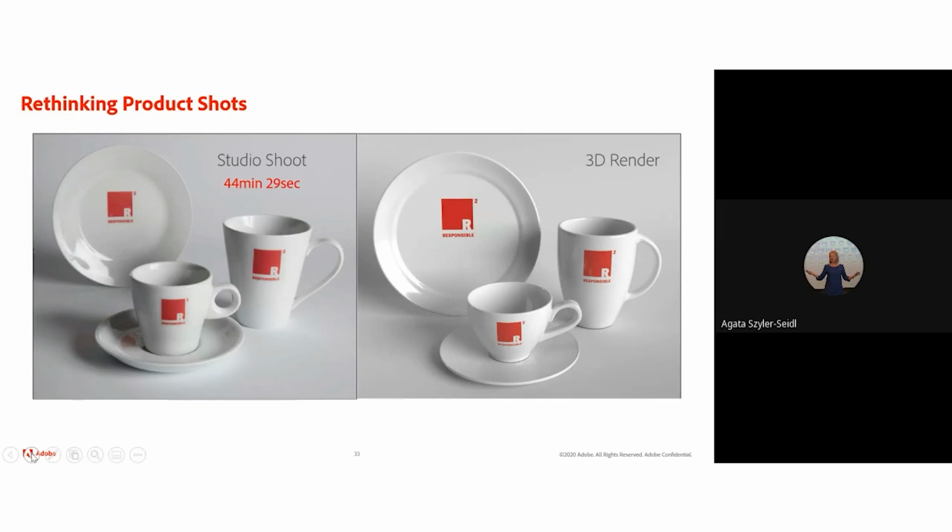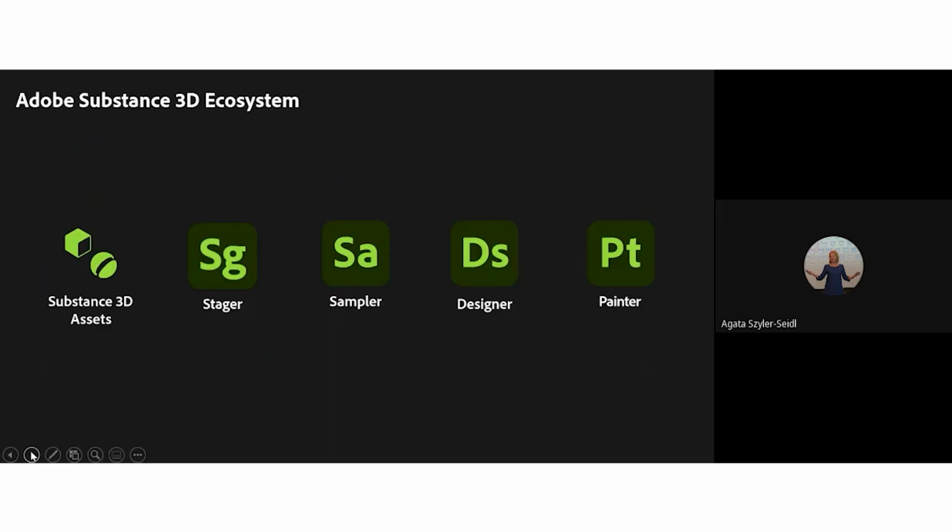We also have a comparison in terms of time investment, which is much shorter. We are giving you a better tool for an efficient way of working. You can see the studio shot takes almost 1 hour, and using 3D rendering by Adobe 3D Substance, we are talking about less than a quarter of an hour. So these are the solutions.